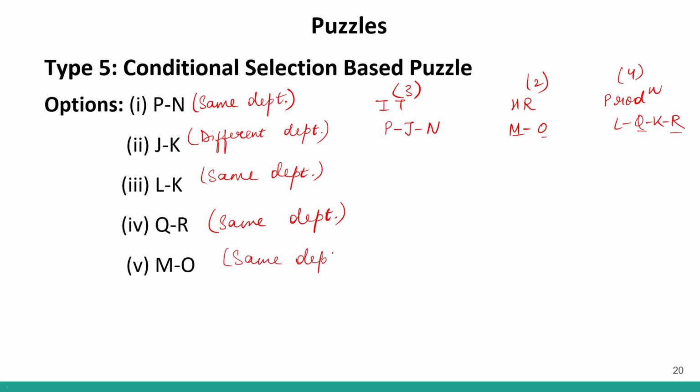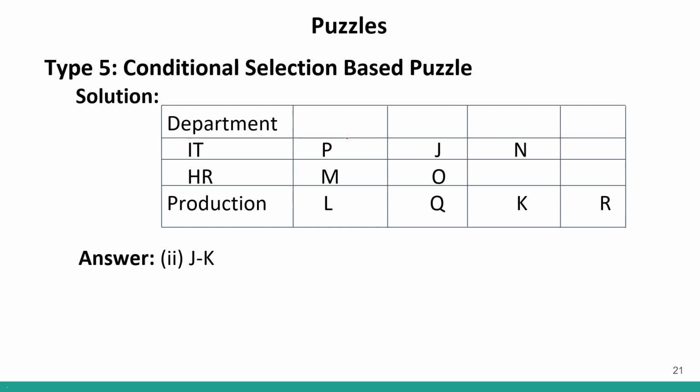So now I can see the odd one out clearly. JK is the odd one out, because J and K belong in different departments. J belongs in IT and K belongs in production. So this will be the odd one out. So this is how you solve questions on conditional selection based puzzles.